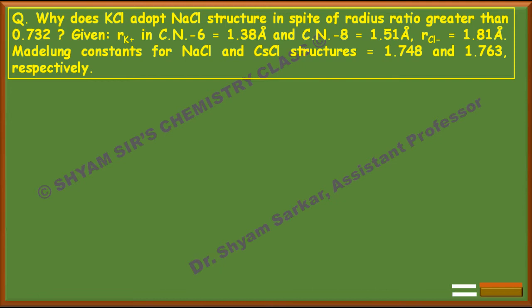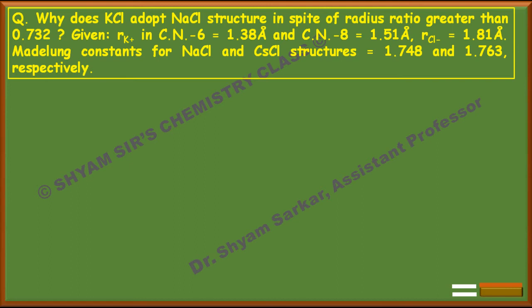So there are certain parameters given. The radius of K+ with coordination number 6 is 1.38 angstrom and with coordination number 8 is 1.51 angstrom. The radius of Cl- is given as 1.81 angstrom in both cases, and the Madelung constants for the NaCl and cesium chloride structures are respectively 1.748 and 1.763. Okay, so let us see how to solve this type of problem.